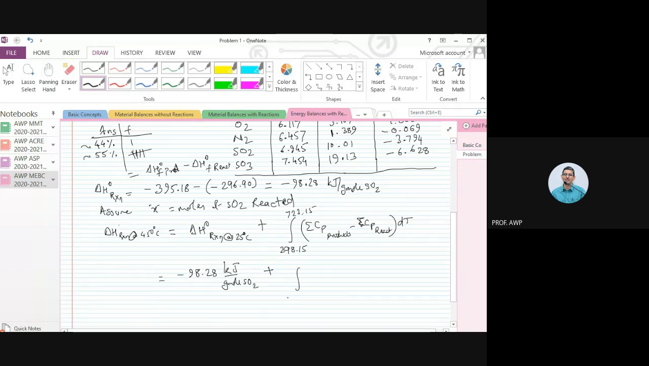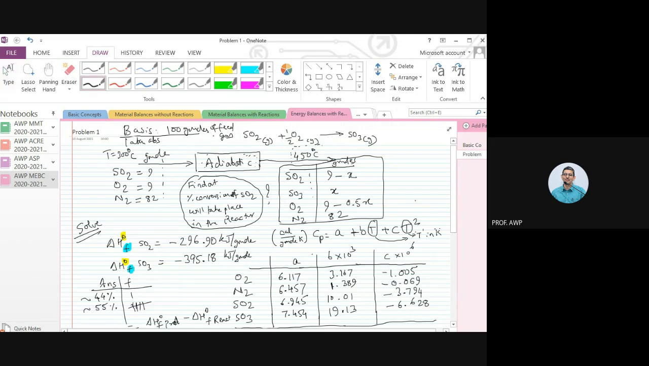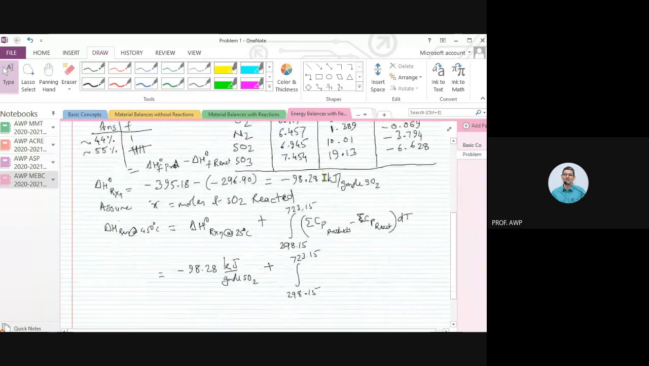Now this will be the integral from 298.15 to 723.15 of Cp of product. Product is now our SO3. We are talking about this reaction. We are finding out the heat of reaction. The reaction we have written like this. So this would be Cp of SO3 minus Cp of SO2 plus half of Cp of oxygen, into dT. Am I right, Atharva? Yes, sir.